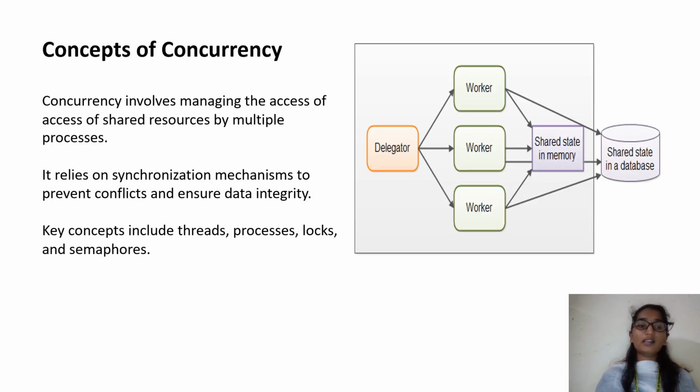Concepts of concurrency. Concurrency involves managing the access of shared resources by multiple processes. It relies on synchronization mechanisms to prevent conflicts and ensure data integrity. Key concepts include threads, processes, locks, and semaphores. Here, if you observe this, tasks are delegated to three workers. These three workers share the shared state in memory. This shared state in memory is shared with the shared space in a database.